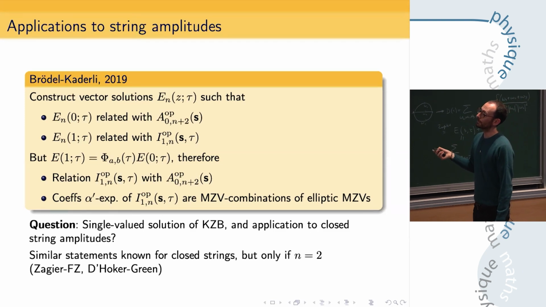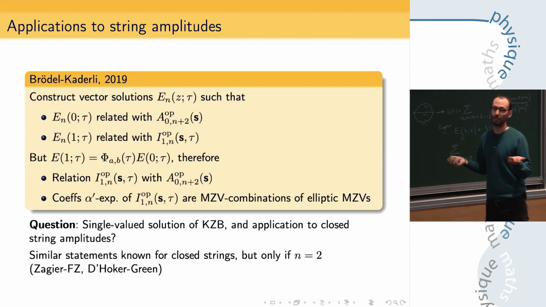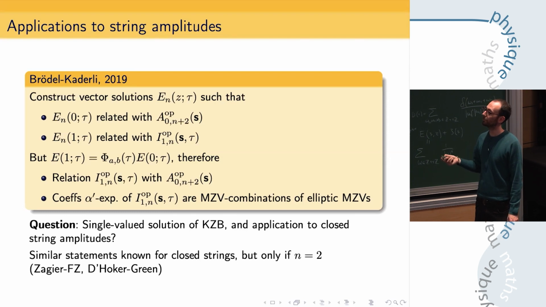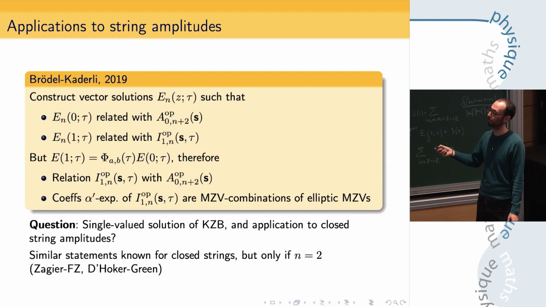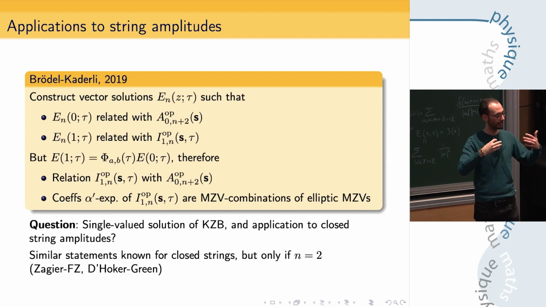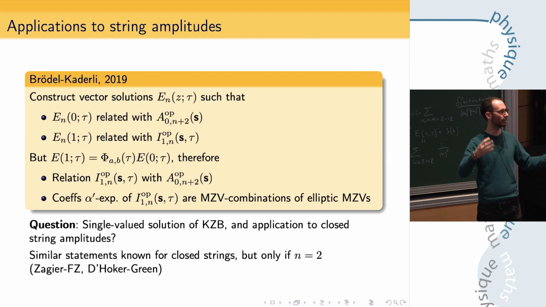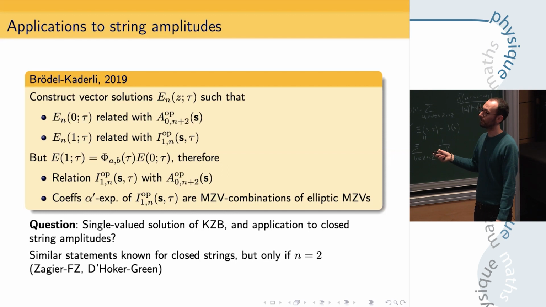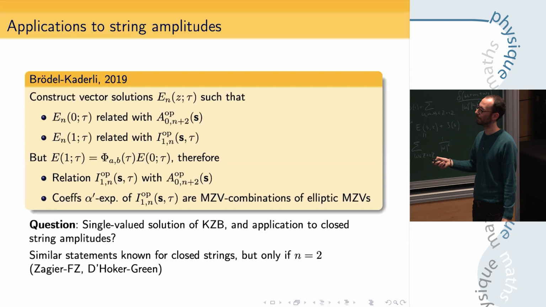And the question is, what about single-valued solutions of KZB? So this is not known. I don't know if somebody tried to construct them. But if you manage to do that, what about applications to closed string amplitudes? You should maybe be able to play the same game as I'm doing now with Broedel at genus 0, and finally demonstrate some of the open conjectures about these closed string genus 1 amplitudes, which so far are known only if n equals 2. This was proven in a paper by myself and Don Zagier, and also by D'Hoker and Green.